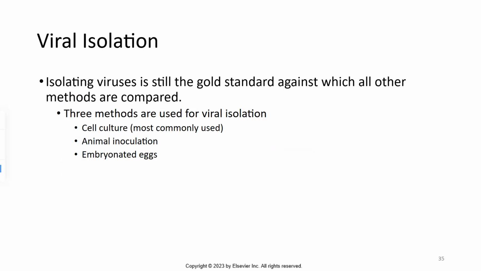Isolating viruses is still the gold standard against which all other methods are compared. Three methods are used for viral isolation: cell culture, which is the most commonly used; animal inoculation, we inject it into an animal; and embryonated eggs. So that's when an egg gets fertilized, typically a chicken or a turkey egg, and then we inject the virus into the rapidly dividing portion of the egg. Unfortunately, that does kill the developing baby inside of the egg, but that's one method that we use to evaluate viruses or grow them.